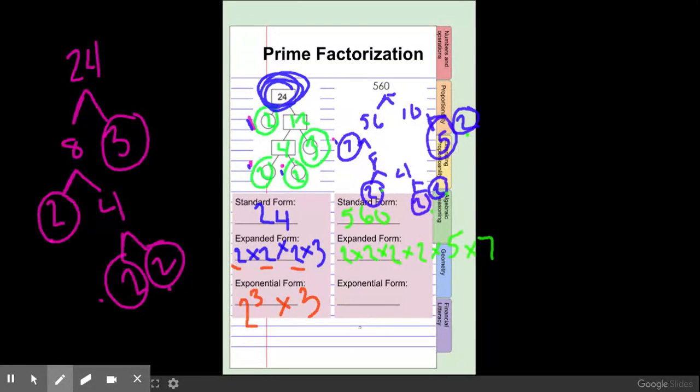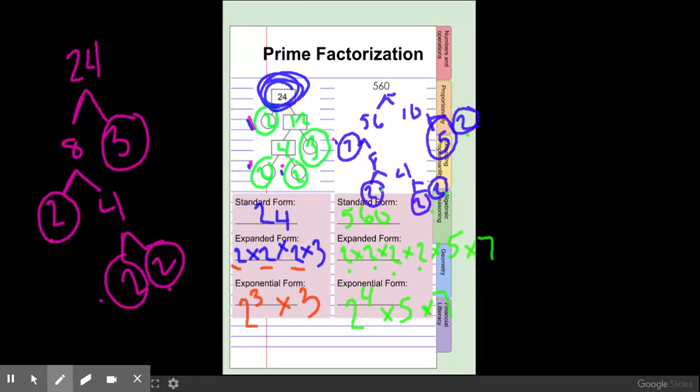And then when we take exponential form, we're just combining anything we can combine. So I notice we have a whole bunch of 2's here. So my base is going to be 2, and I have 1, 2, 3, 4 of them. So 2 to the power of 4. And then we only have one 5, so times 5. And we only have one 7, so times 7. Okay, that's going to be my exponential form.